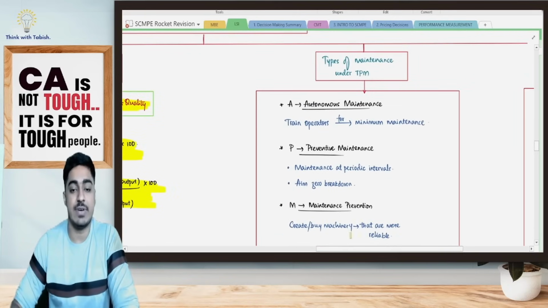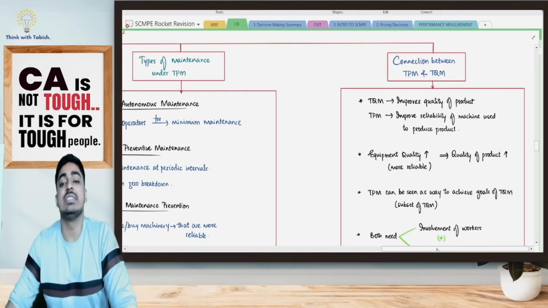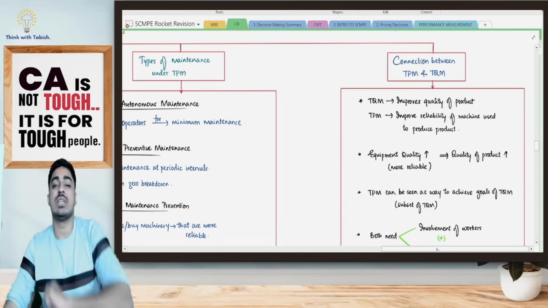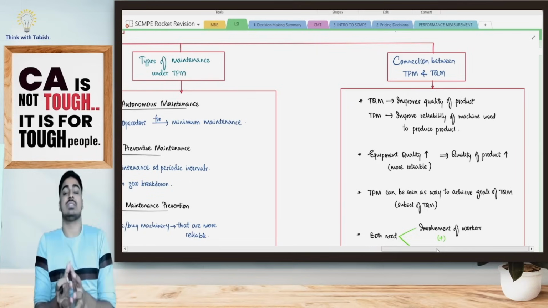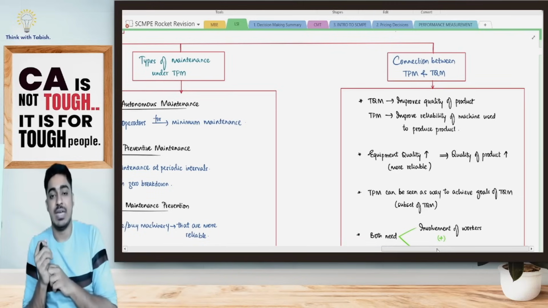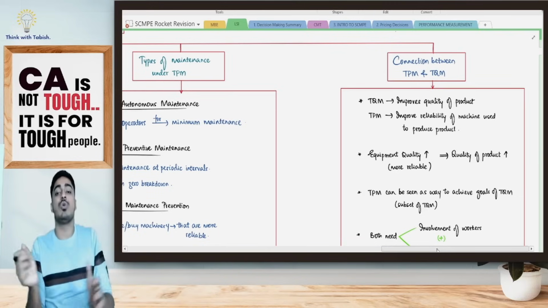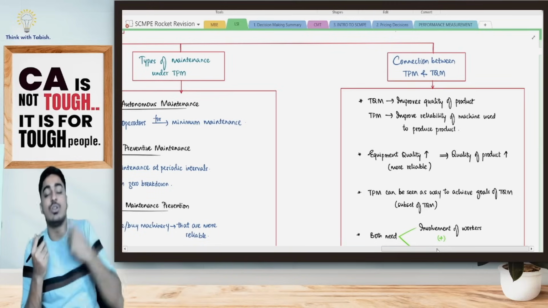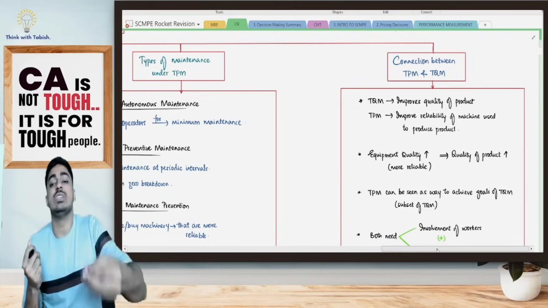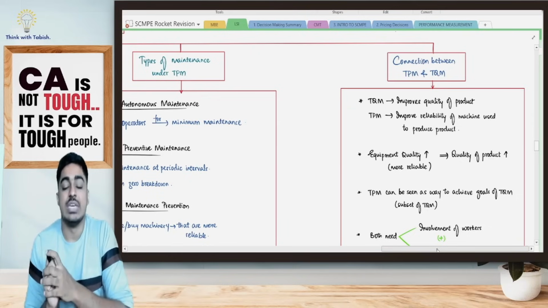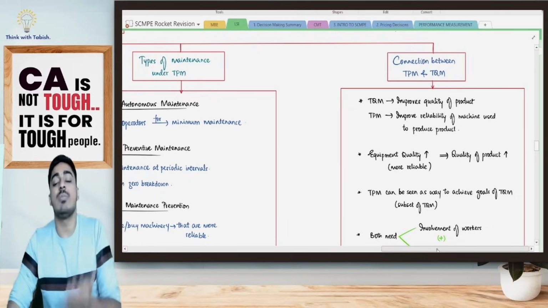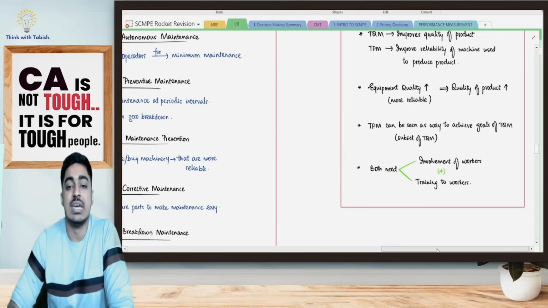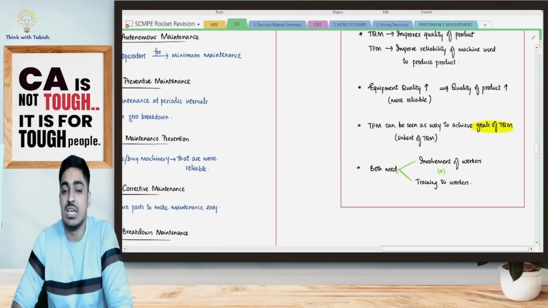Is it clear, everyone? Yes, the next point that we are having is connection between my TPM as well as TQM. TQM is a bigger circle. In that, I'm having my TPM. TQM is telling I should be improving the quality of the goods. Yes, in order to improve the quality of goods, quality of machine should also be improved. Yes or no? Yes, if my equipment quality increases, automatically the quality of goods increases. TPM can be seen as a way to achieve the goals of TQM. Yes, it is a subset of TQM, it can be told in that way.